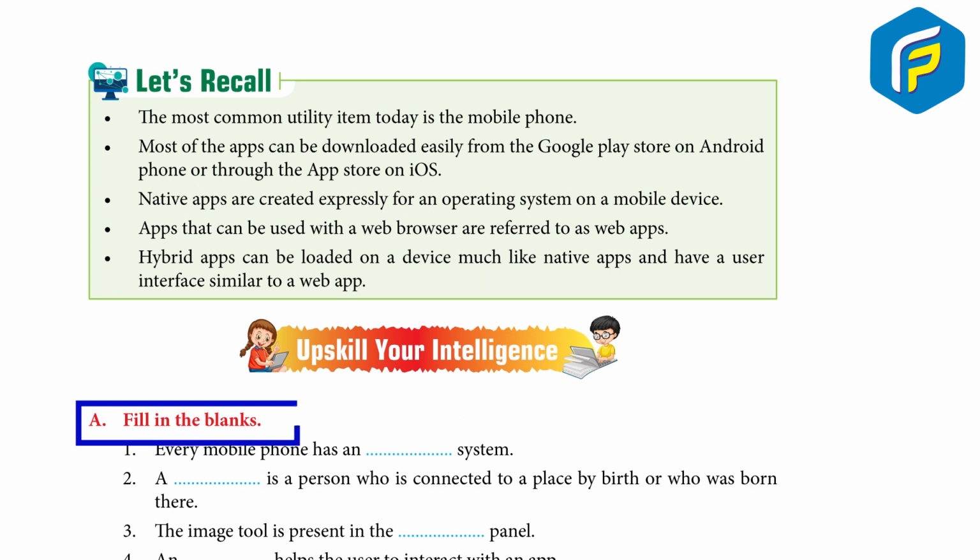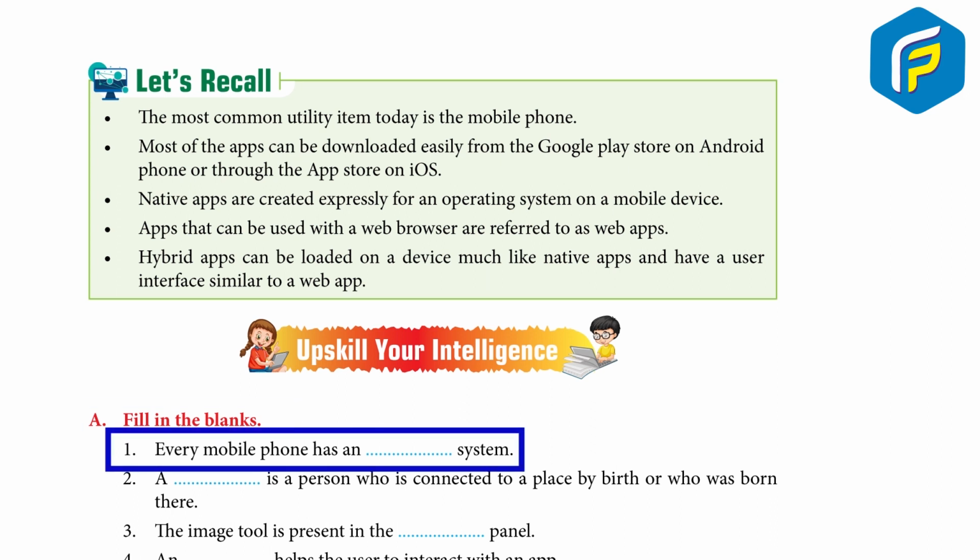Upskill your intelligence. A. Fill in the blanks. 1. Every mobile phone has an operating system. Answer: operating.